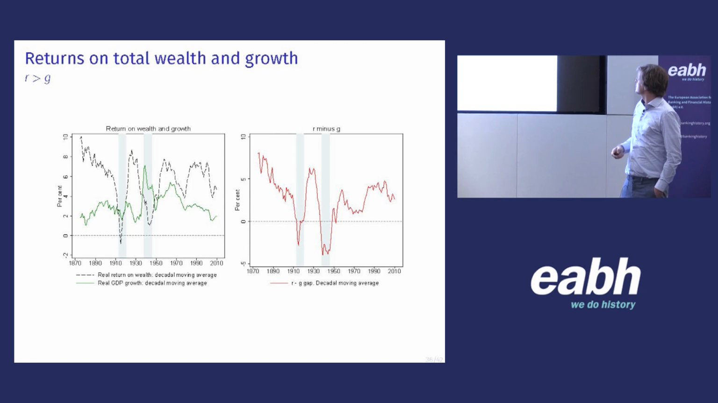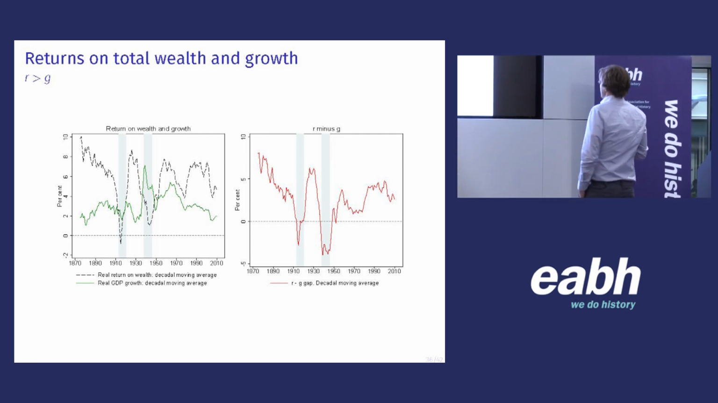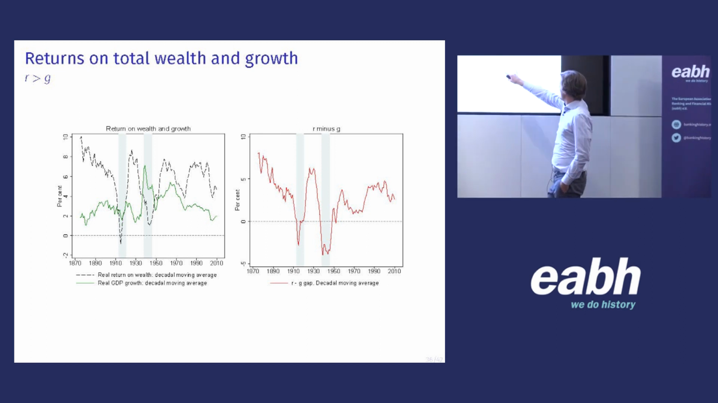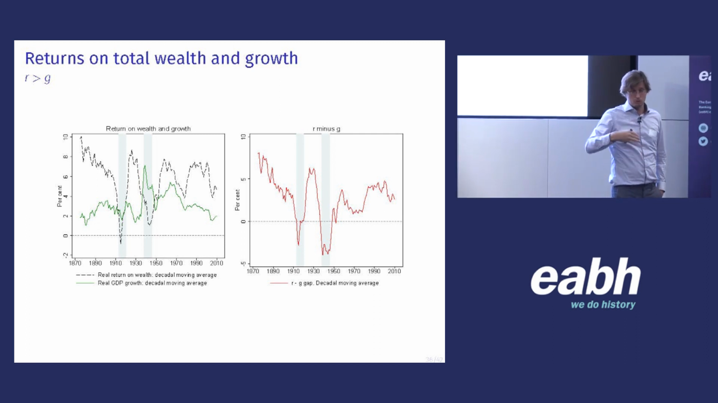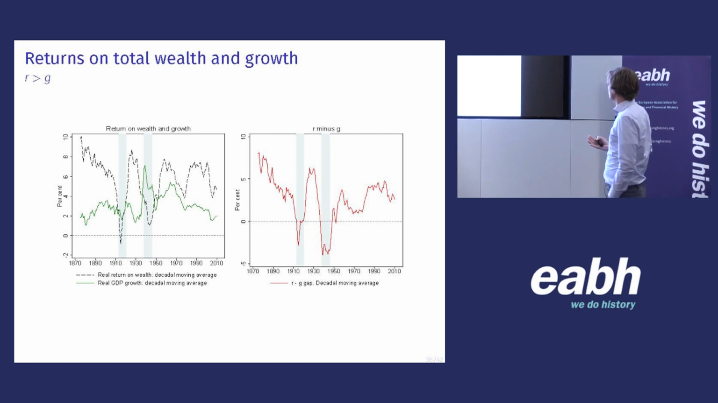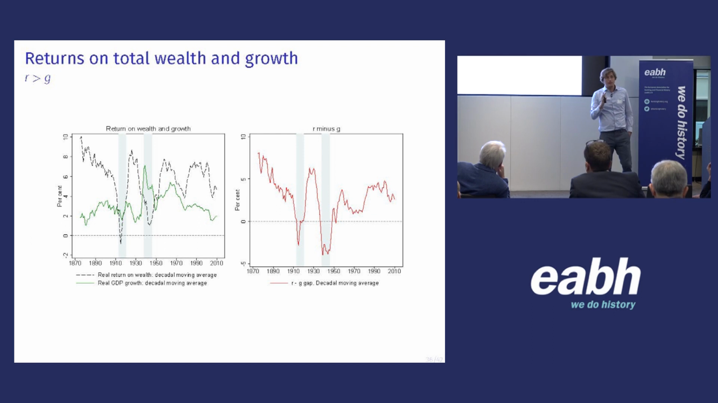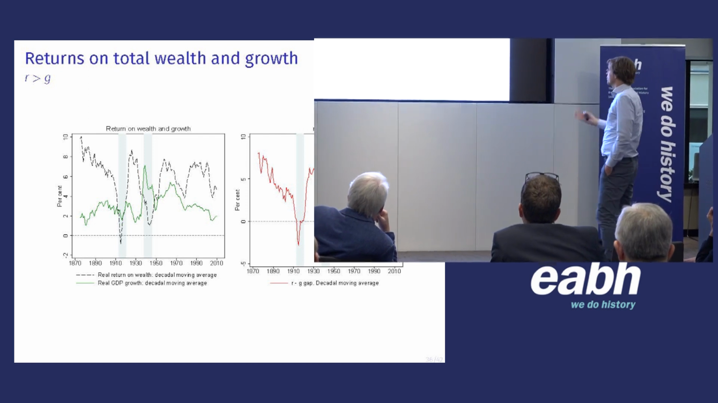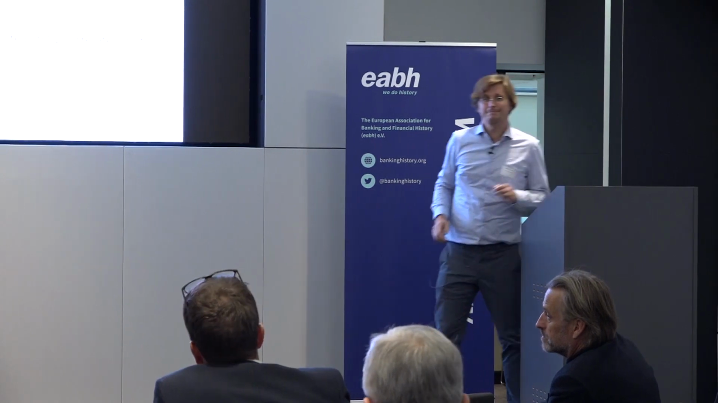The last statement is in here. This is the r minus g, the outperformance of wealth returns over real growth in the economy. And the message is, in that sense, that Thomas is right. There are just two periods when the real growth rate of the economy is higher than the returns on wealth, and that's in the world wars, in the war periods. Otherwise, the returns on wealth are roughly 300 basis points, 3 percentage points higher than the growth rate. So indeed, wealth accumulates faster than incomes grow. Thank you.